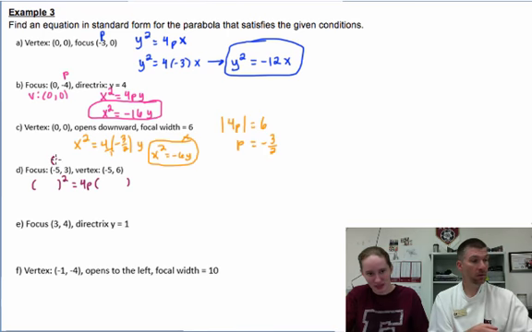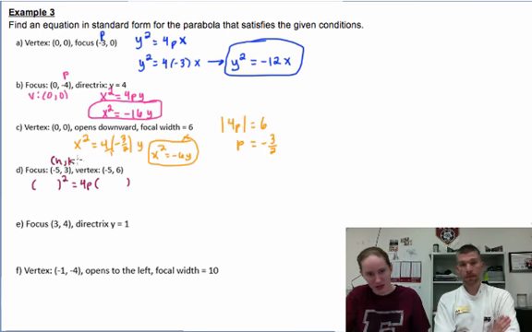Because what's happening here is this is (h, k + p). This is h comma k, that's our vertex. Our h didn't change. Our k did. Okay, so that tells us we're in the first column. So this will be an x, this will be a y, and we can fill in our vertex.